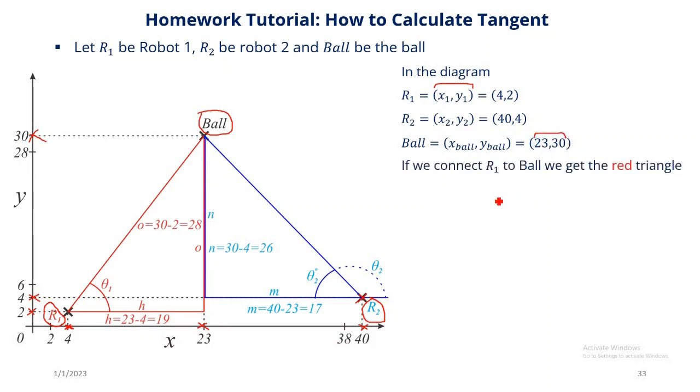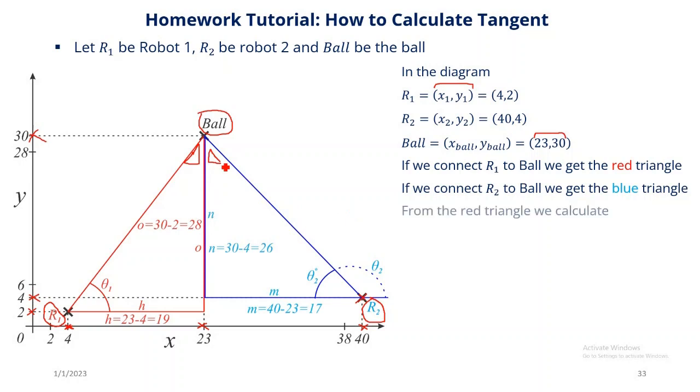If we connect R1 to ball, we get the red triangle. This red triangle goes all the way like this. And if we connect R2 to ball, we get the blue triangle. This blue triangle goes all the way like this. From the red triangle, if we extract it, then we can calculate the tangent of theta 1 by using what we know. Tan theta 1 equals the line that is opposite to theta over the line that is adjacent to theta.